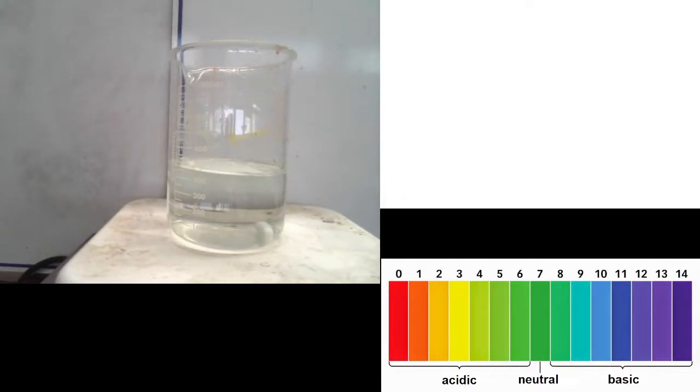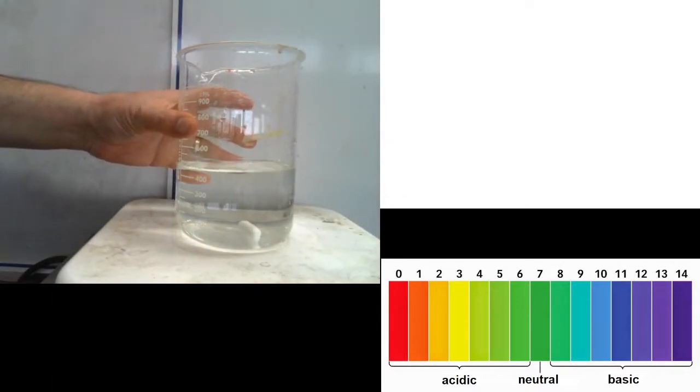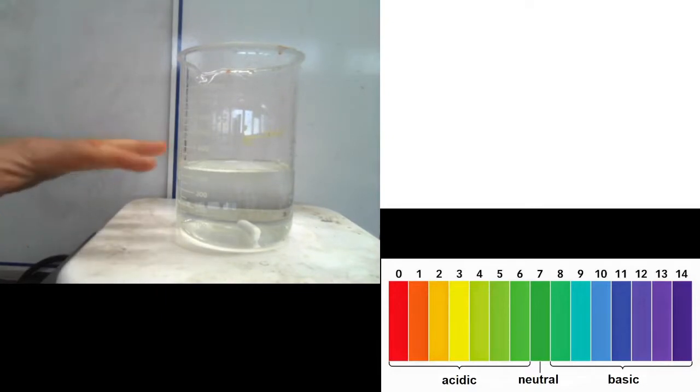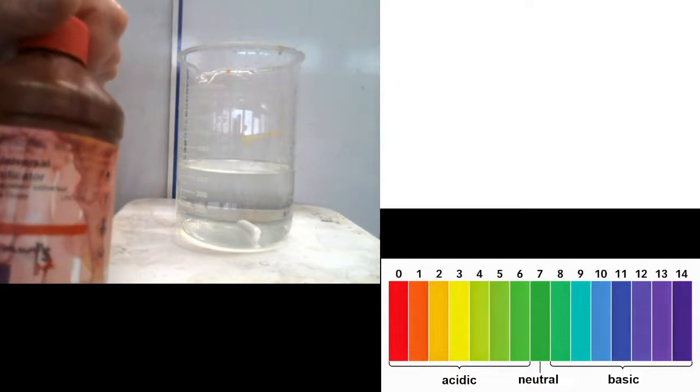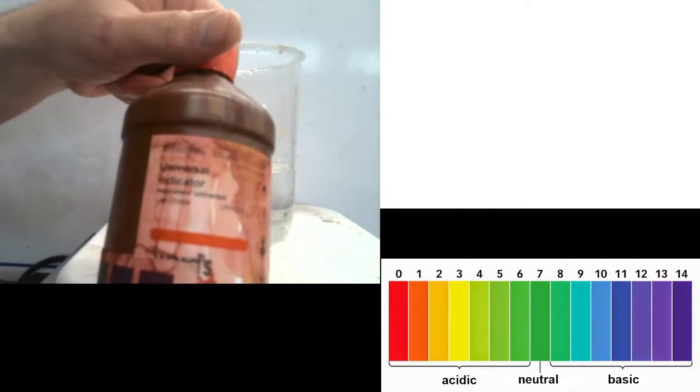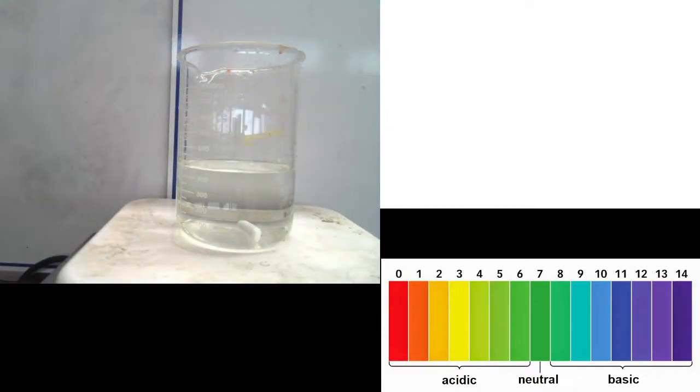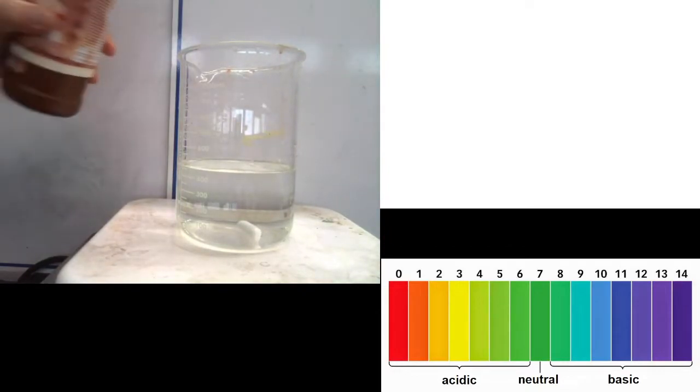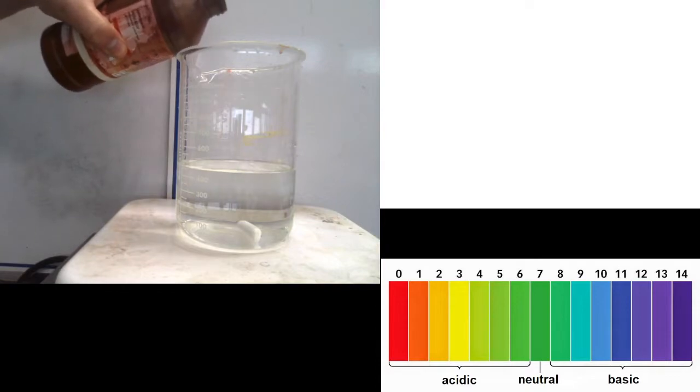Okay, this is our ocean acidification demo. This is just regular tap water. And into the tap water, we're going to put some what's known as universal indicator. And universal indicator, if you look at the bottom right of the screen, there's a pH scale for it. Universal indicator in a neutral solution is a green color.